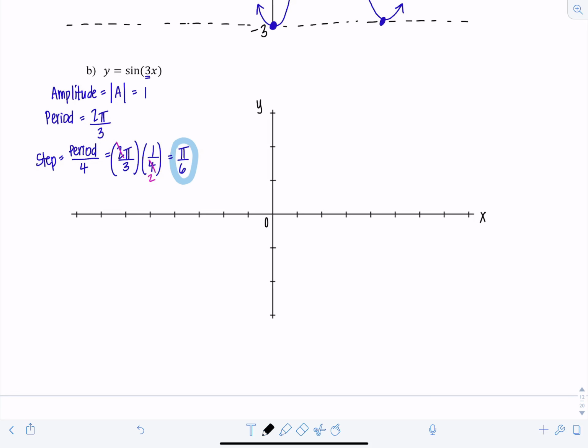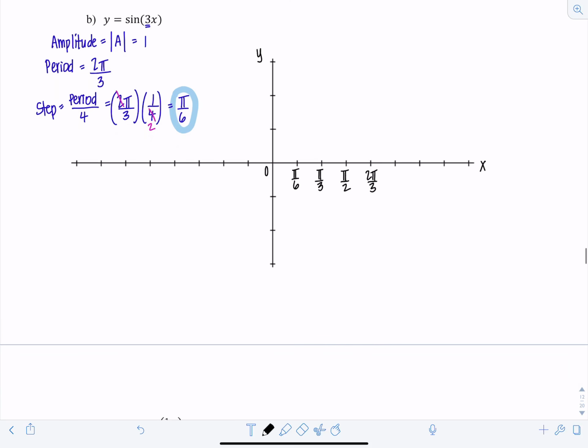Okay, so 0 is my first point. Then I have 1 pi over 6. That's my next key point. Then I have 2 pi over 6, but 2 pi over 6 is pi over 3. Then I have 3 pi over 6, but 3 pi over 6 is pi over 2. And then I have 4 pi over 6, and 4 pi over 6 is 2 pi over 3. I can list those out below if you struggle with fractions.